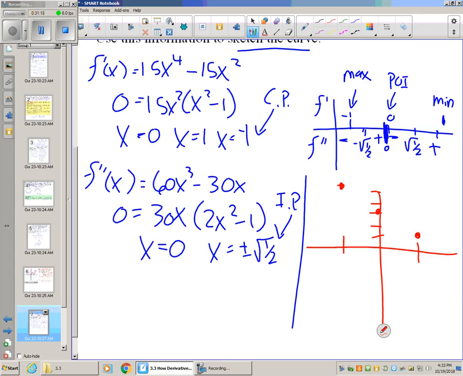Now, using what I know about my points of inflection, I know it's concave down, and at negative square root of 1/2, it's changing concavity. Here we have a negative concavity, then it's going to shift to a positive concavity. At the point of inflection 0, it's going to be changing from a negative concavity to a positive concavity. And then when we get to positive square root of 1/2, it's going to change concavity again and become a positive concavity. And that's what my function roughly looks like.